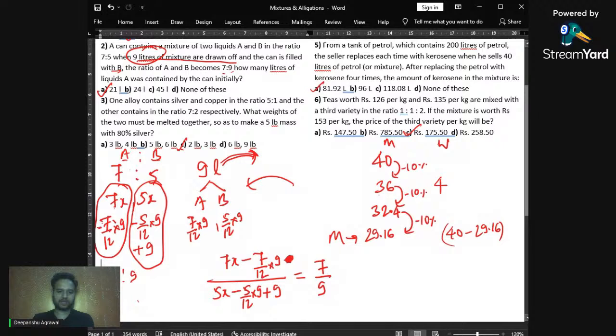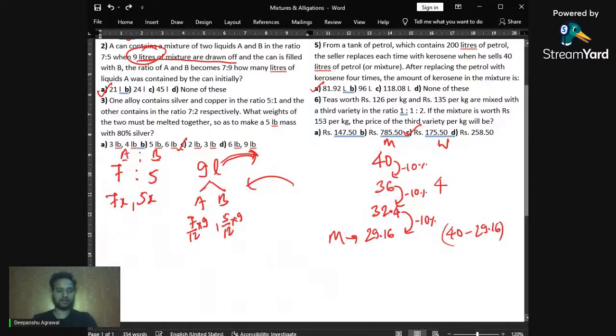Okay. So I hope you would be able to solve this. You just have to calculate the value of x, and that would be your answer. That's it. I hope you would be able to solve this.